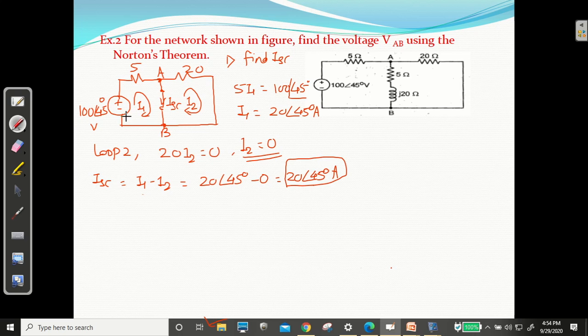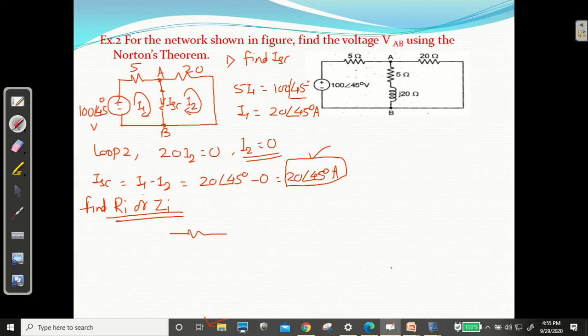So you can go for KVL, loop 1, loop 2, write the equation for loop 1, write the equation for loop 2, you will get I1 and I2, and ISC equals I1 minus I2, this one. Second step is to find RI and ZI. Here ZI will come, it is an AC circuit between A and B.